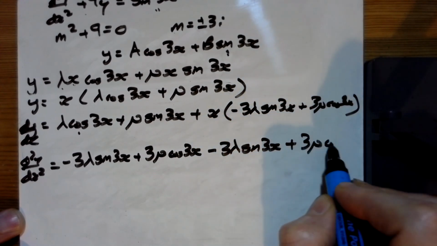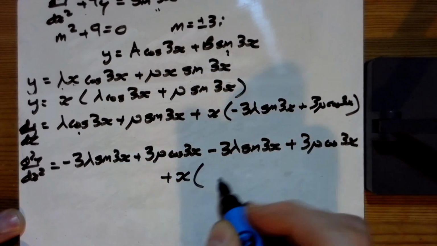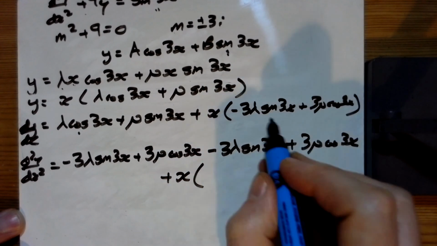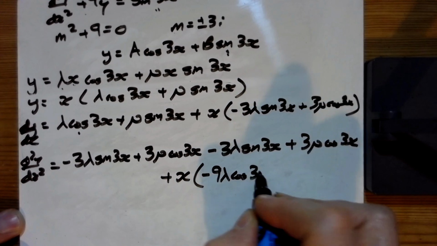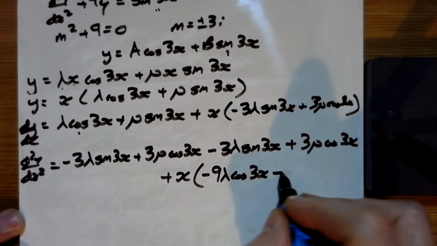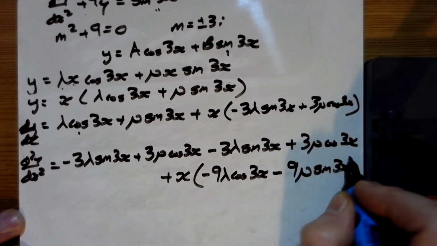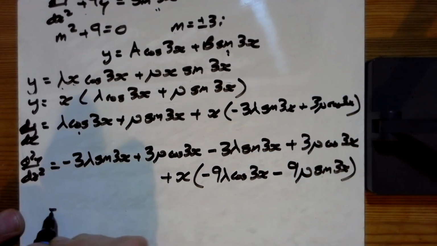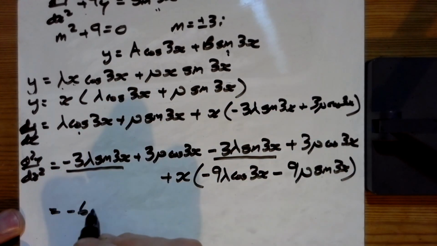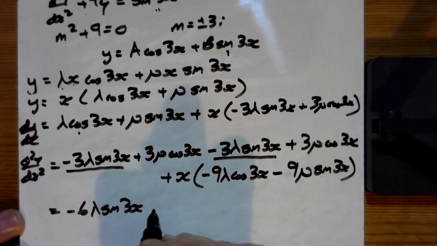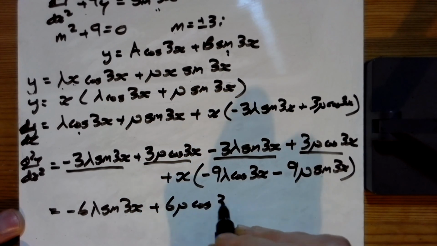3 mu cos 3x. And now I've got x times by what this bracket differentiates to give. So the sine goes to a cos. I've got 3 times 3 is 9, and that's a cos 3x there. And then this cos goes to a minus sine as well then, so minus 9 mu sine 3x. And we do tidy this up, so we've got minus 6 lambda sine 3x here. And I'm convinced here that there are 6 mu cos 3x's there.